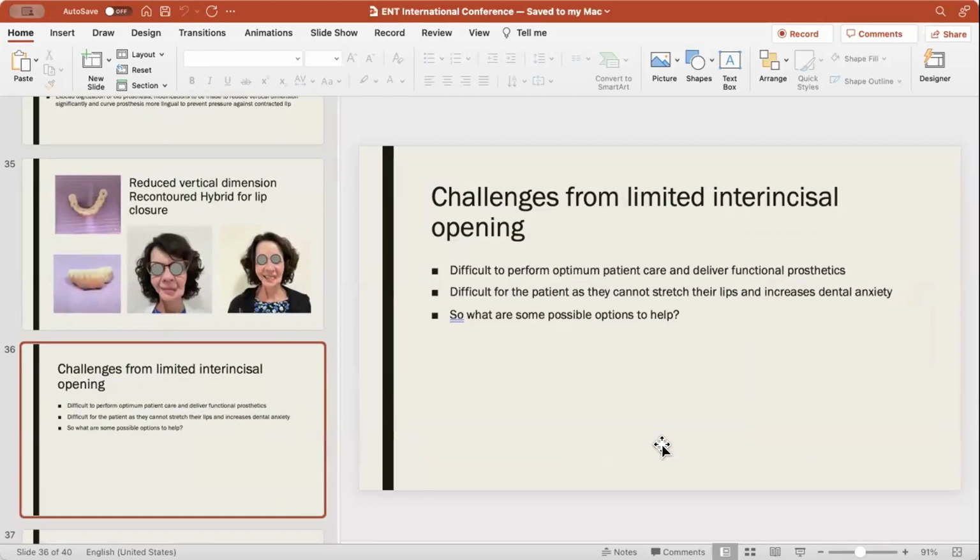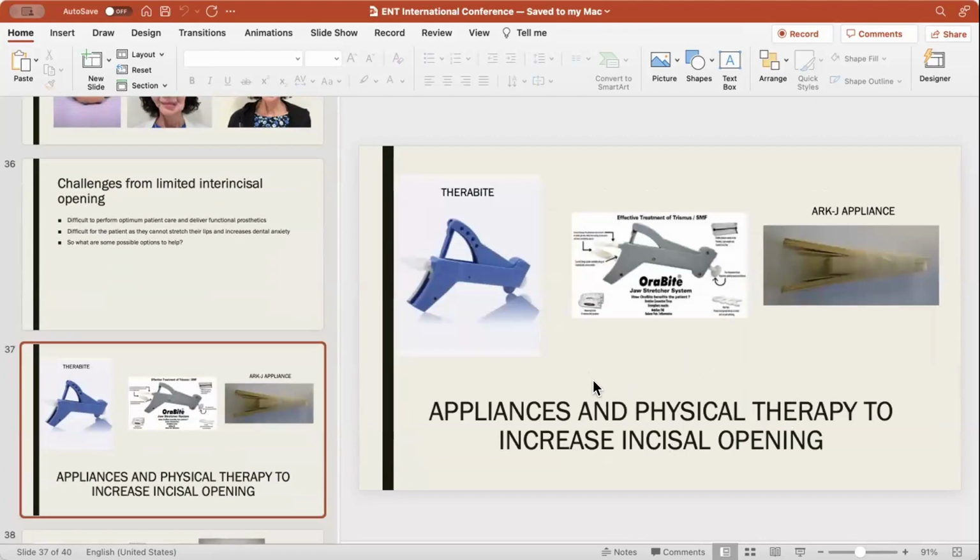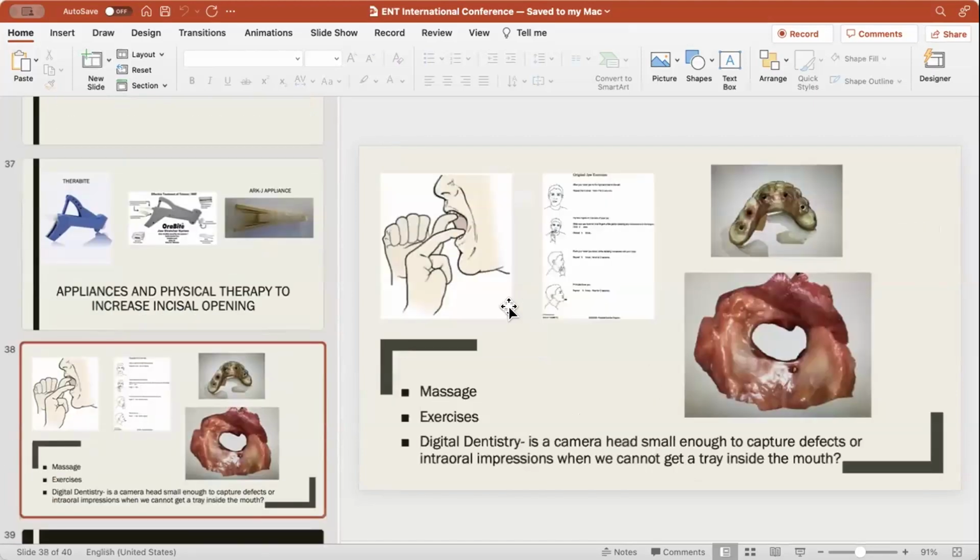And so there are always challenges with limited interincisal opening. Unfortunately, most of these patients have radiation treatment and surgical reconstruction after trauma or cancer or other maxillofacial defects. So it's really important in terms of certain options to be able to help with these patients, to get them to do oral therapy and physical therapy. And these Therabite, Orobite, and ArcJ appliances are simple ways that they can be able to open their mouth and not restrict their opening. And also do massage exercises and be able to just push on the roof of their mouth as well as their lower jaw to be able to stretch the muscles.